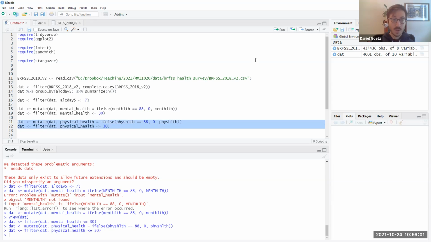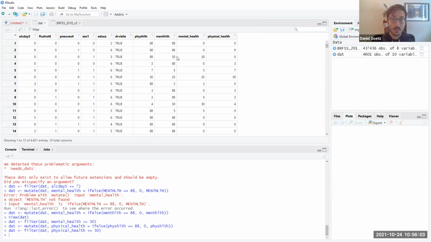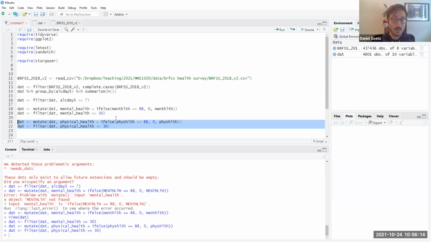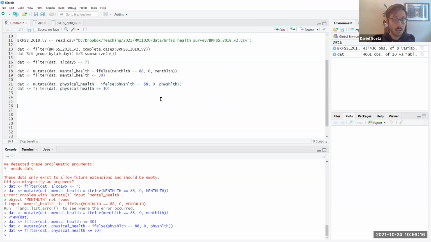Perfect. Lost a few more observations. But now what we end up with, we have mental health, we have physical health. It's the number of days in the past month that you felt kind of good about your mental health and physical health, respectively. Perfect. Okay, so now we're done cleaning the data. We can actually start doing some regression. So we'll start out with a simple linear multiple regression.